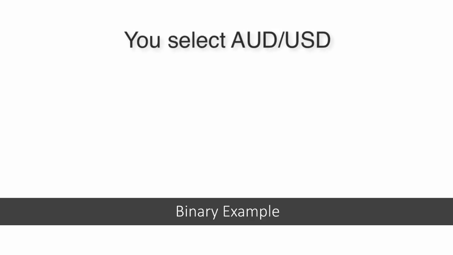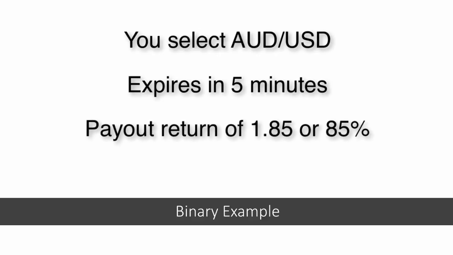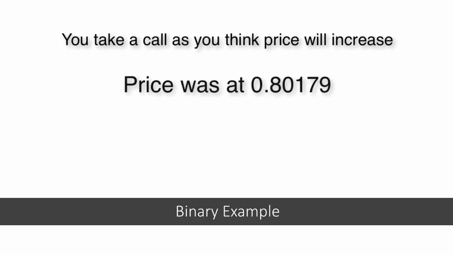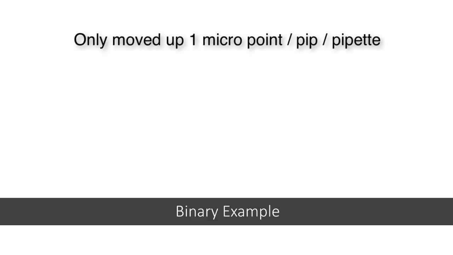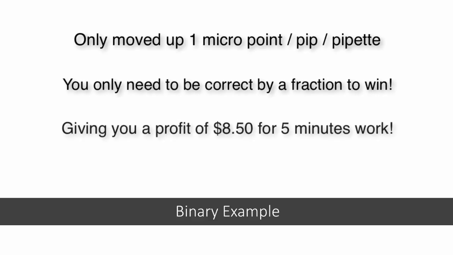An example of a binary trade would be you select Australian US dollar, that expires in 5 minutes and has a payout return of 1.85 or 85%. You purchase the option at $10 for a call as you think the price is going to increase. The price when you purchased Australian US dollar was 0.80179, and after 5 minutes the option expires at 0.80180. So it's only moved up 1 micro point, but it doesn't really matter as you only need to be a tiny bit right to win that binary trade, which gives you back a profit of $8.50, which is pretty awesome for 5 minutes work.